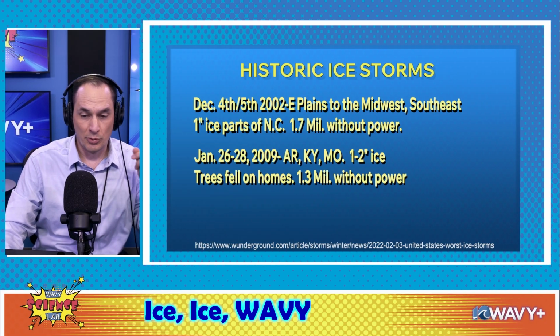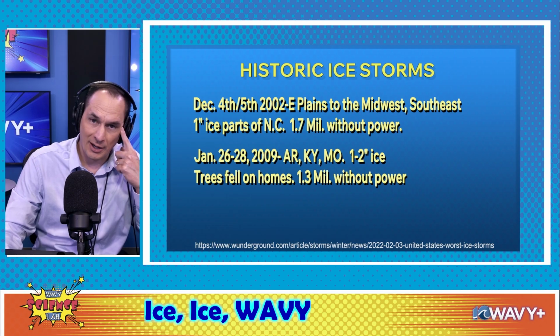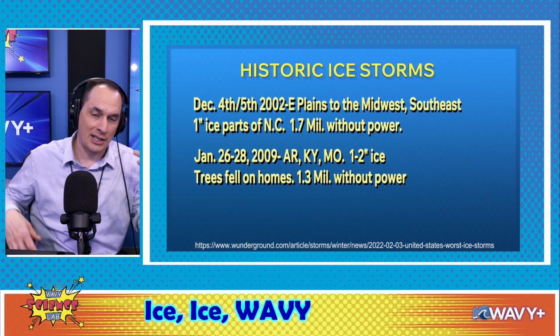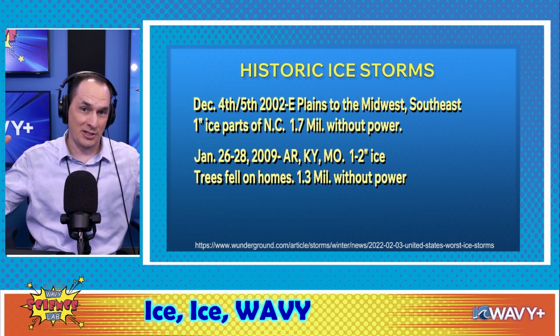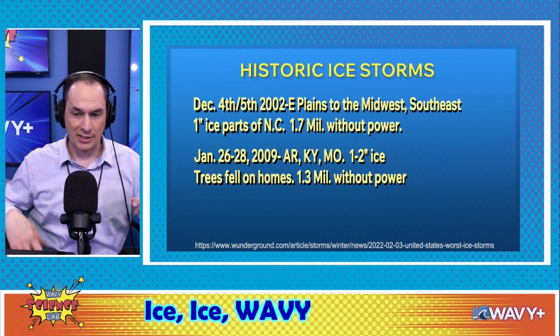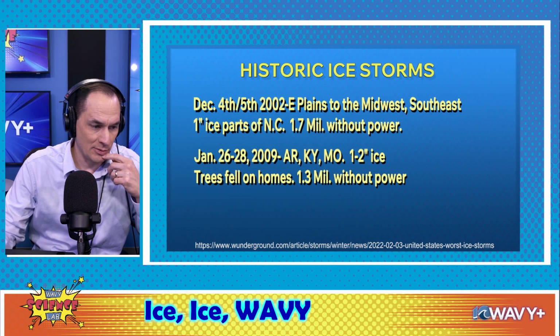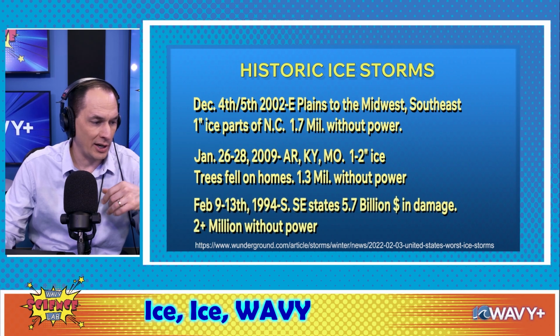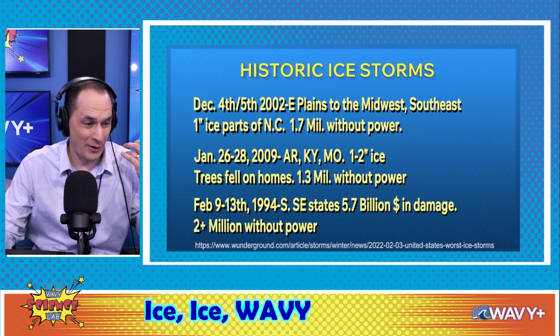My dad was through that one, and I remember him talking about it. He said he was so scared because he kept hearing ice crashing, trees crashing, and he was worried about them crashing into his house. So that was '09. 1994, a little ways back, February 9th to 13th, Southeast states, $5.7 billion in damage, 2+ million people without power. So that was a pretty bad one, and that's, I think, unadjusted dollars.